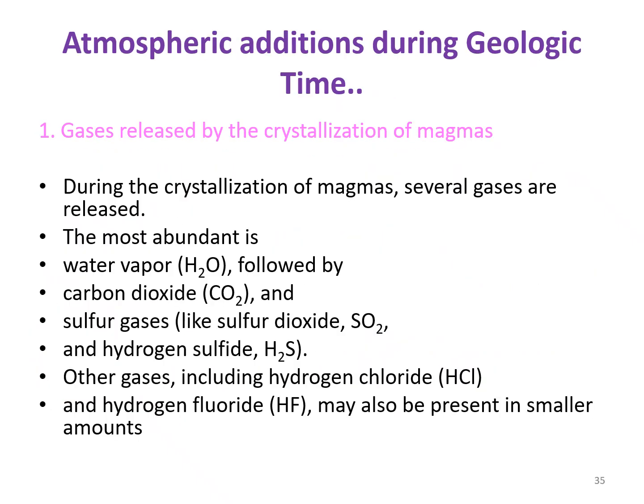Coming to gases which are released by the crystallization of magma. During the crystallization of magma, in several stages, gases are released, and the most abundant is water vapor, followed by carbon dioxide and sulfur gases like sulfur dioxide, hydrogen sulfide, etc. And other gases, including hydrogen chloride and hydrogen fluoride, may also be present in very small amounts.